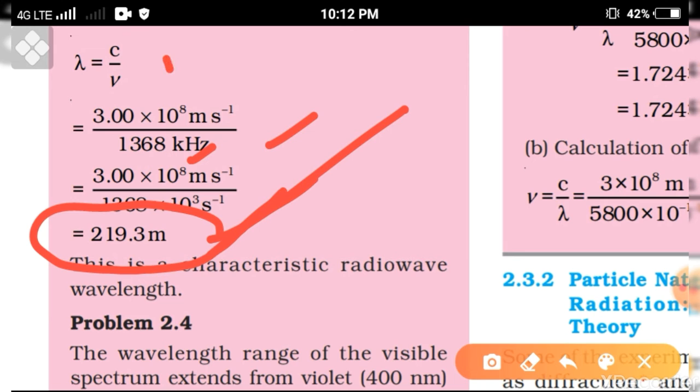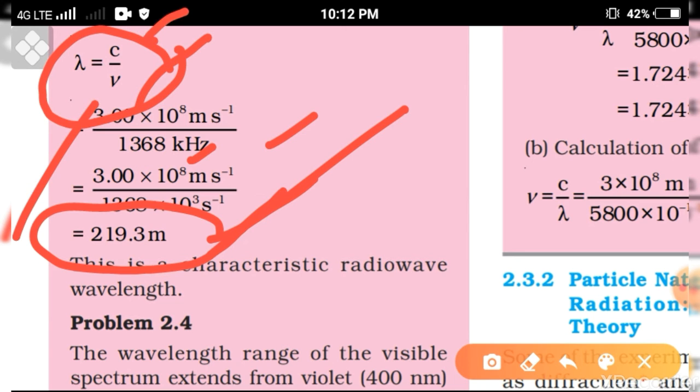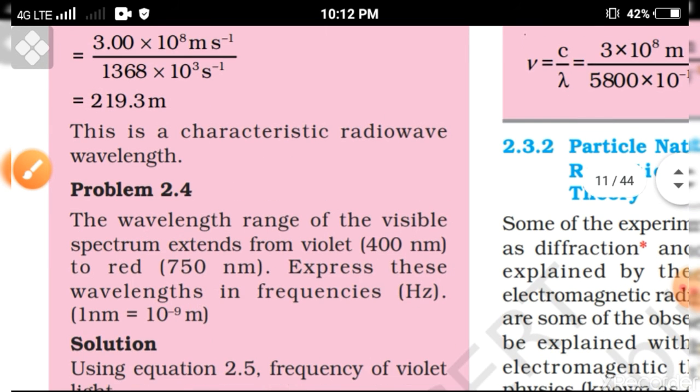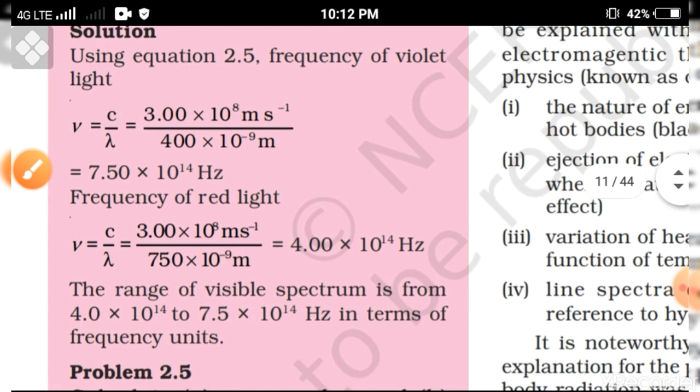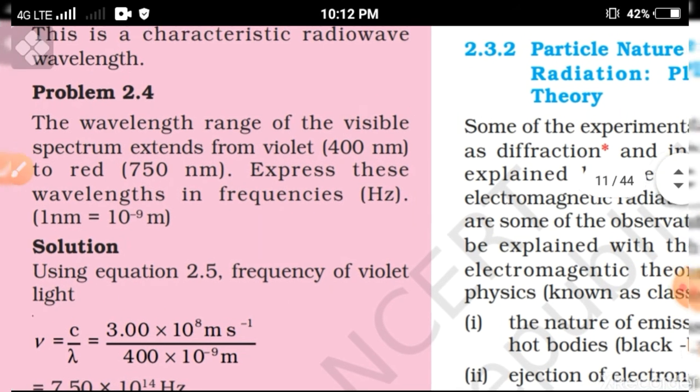No problem? Okay, so this is the main formula for finding the wavelength: c upon nu. c is the velocity of light, nu is the frequency. I hope you have no problem. The second question is also given.